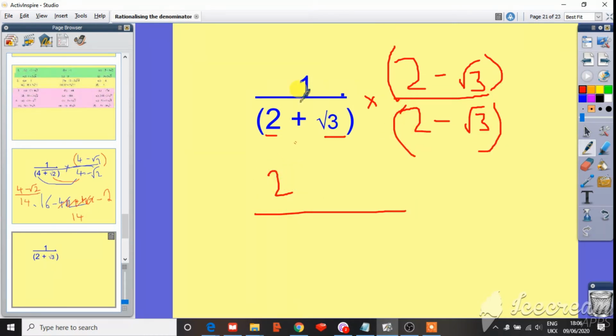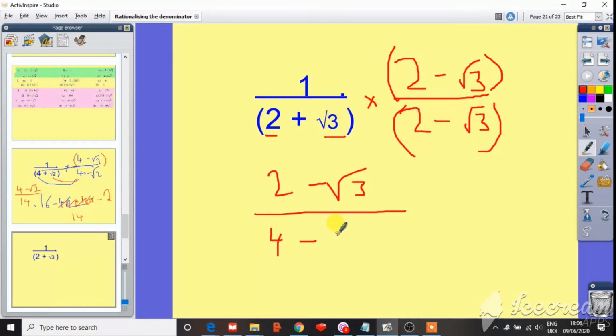1 times 2 is 2. 1 times negative root 3 is negative root 3. Let's do the denominator. 2 times 2 is 4. Now I don't care about the middle terms because they'll cancel out. But if you did care about the middle terms, it is going to be a positive 2 root 3 and a negative 2 root 3, which just equals nothing.